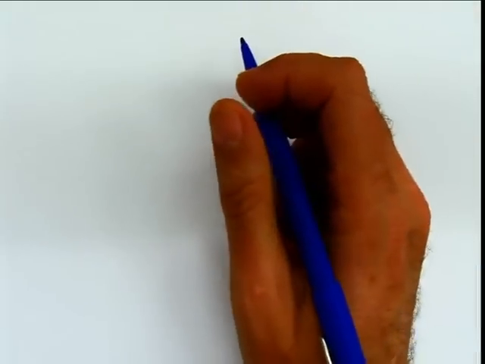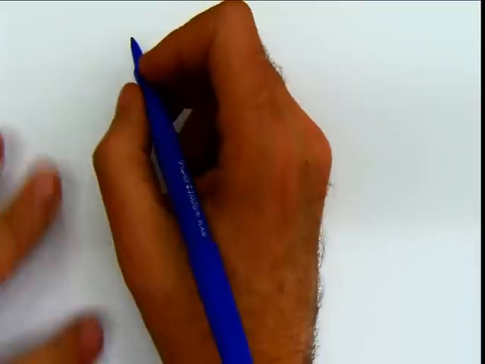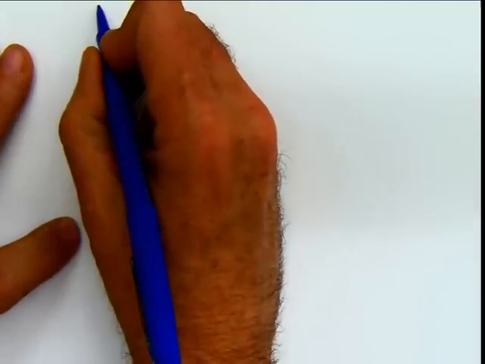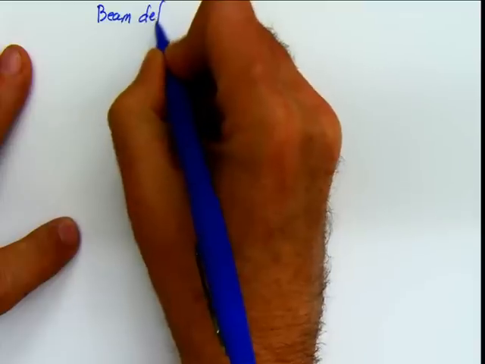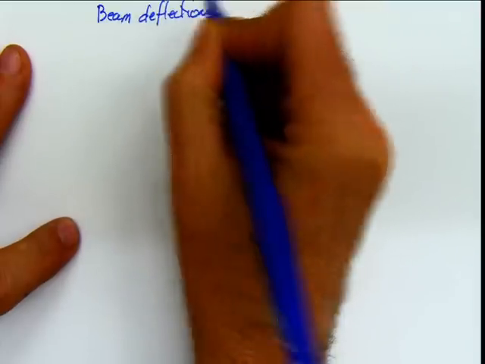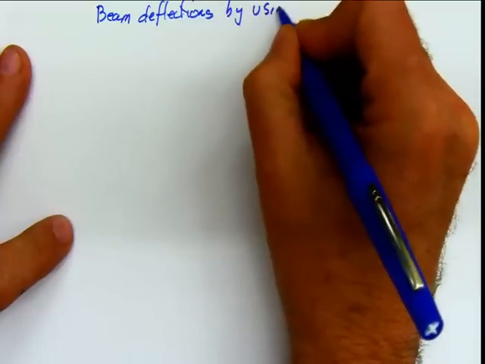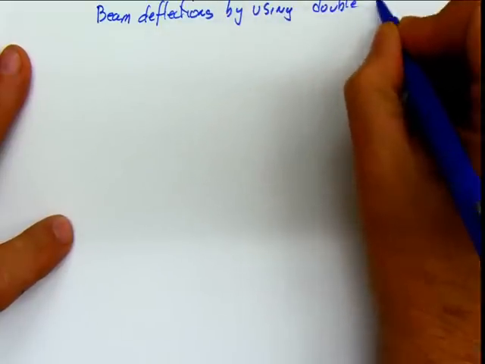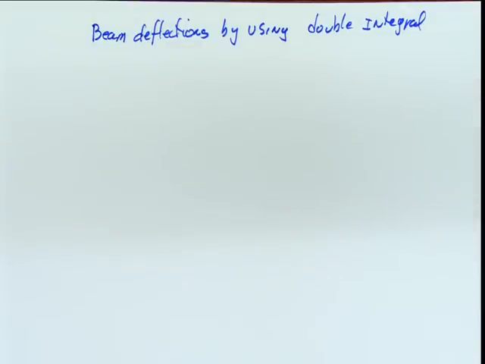Okay, hello guys. Today I'm going to be solving two problems for you in two different videos, and we're going to see how we can calculate deflections in beams by using the double integral method. Basically, what we're doing is working with the moment curvature relationship.